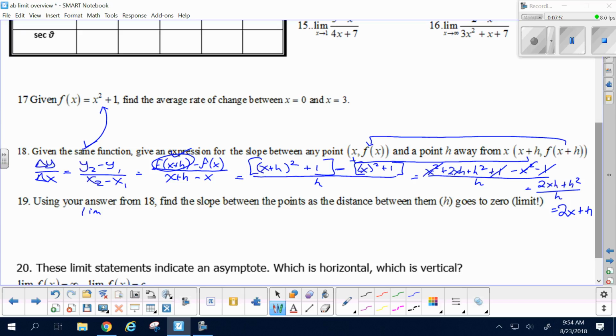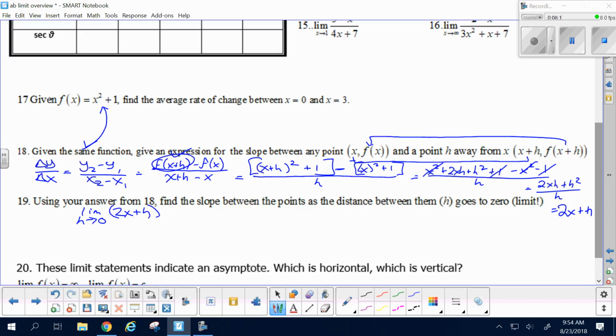Well, the distance between them is h. It says a point h away. I started at x. I went h a little off to the side. So the distance between them is h. So if I want to take the distance between them to 0, then I want to take h to 0 of that rule.